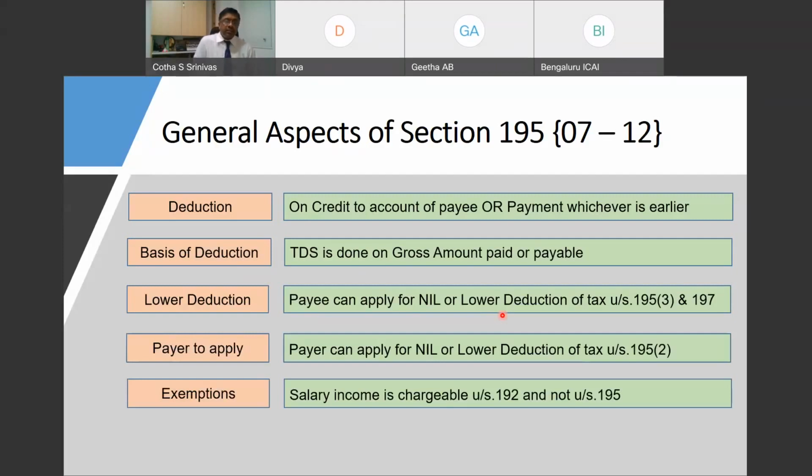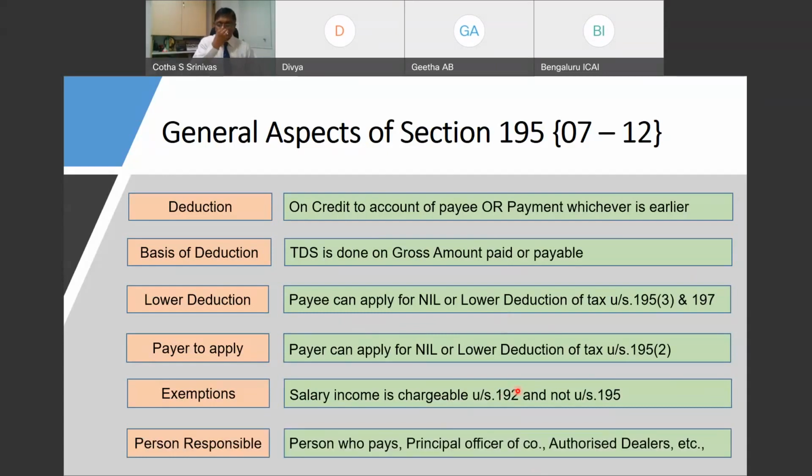Exemptions. I said whatever the amount that has been paid to a non-resident is subject to TDS in section 195 and the provisions of section 195. There is one exception. There are two exceptions actually. One is the dividend, which was exempted earlier. Now it is taxable, so that is not an exemption. So the salary income is chargeable under section 192 and not under section 195. So whenever you make a payment in the nature of salary, even if you are making payment to a non-resident, section 195 will not be applicable for that. That will be subject to TDS under section 192.